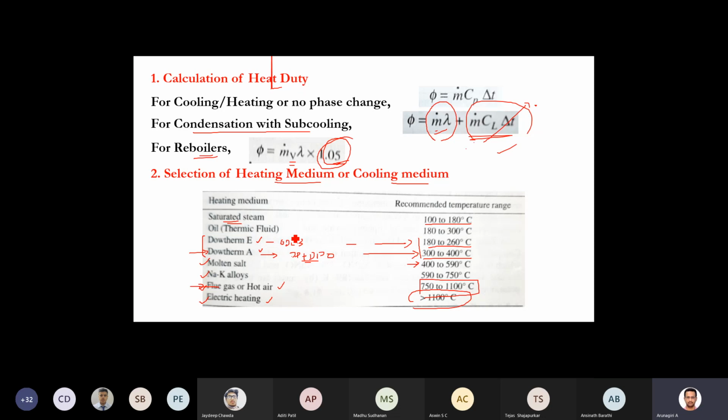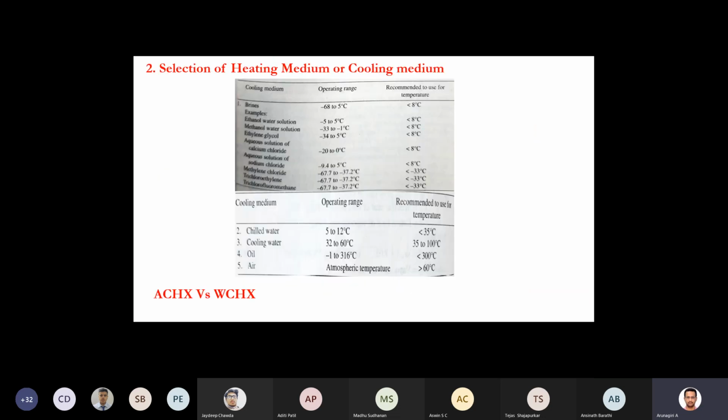normally. Okay, if required, you can go. Otherwise, thermic fluid is normally used, or you can say hot oil. Hot oil or thermic fluid, the range is 180 to 300 degrees centigrade. Okay, so these are all different heating mediums. Based on the temperature range or heat transfer coefficient or cost, we can select that heating medium.